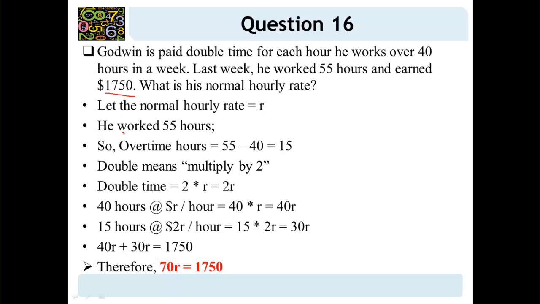Okay, $1,750 for the week. So when you add them, you now equate it to the amount he earned that week. This is the usual pay, and then this is the overtime pay, and the sum of both of them gives you the amount he earned for that week. Okay.